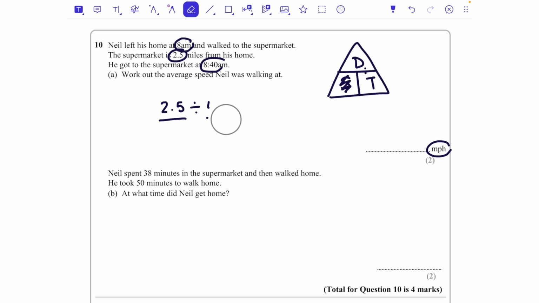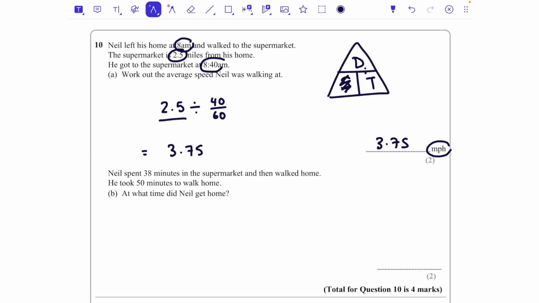The alternative is to get that 40 minutes in hours, and 40 minutes as in hours is 40 out of 60. So you can just also do it like that. Either of those methods will be absolutely fine. But just remember, if you're doing miles per hour, you want to do miles divided by hours, and it's 40 minutes out of 60. That is what fraction of an hour you've got, and that gives me an answer of 3.75. So 3.75 miles per hour there.